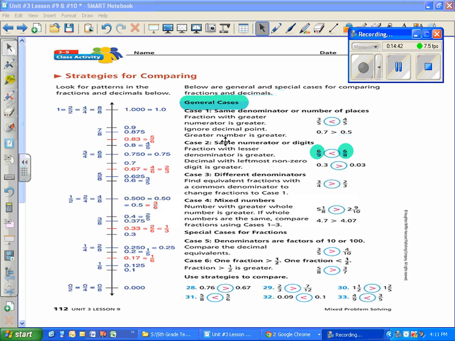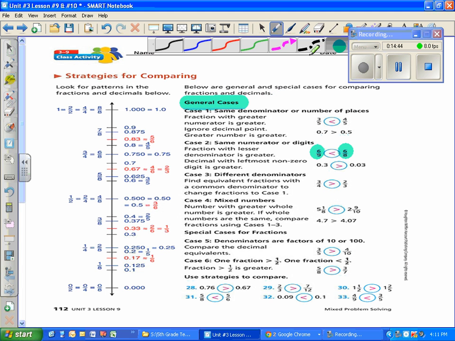And then they go on, let's look at fraction with lesser denominator is greater, which we just talked about. Decimal with leftmost non-zero digit is greater. So 0.3, 0.03, 0.3 is greater. Okay, because it says leftmost non-zero digit is greater. Okay, hopefully that makes sense.